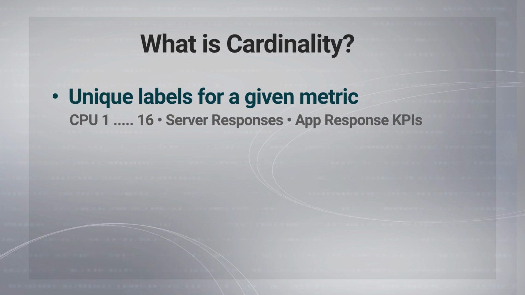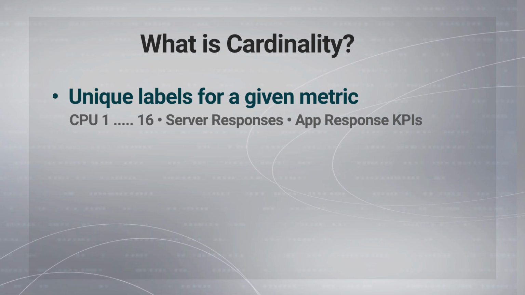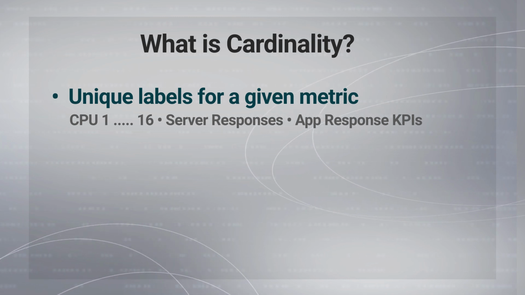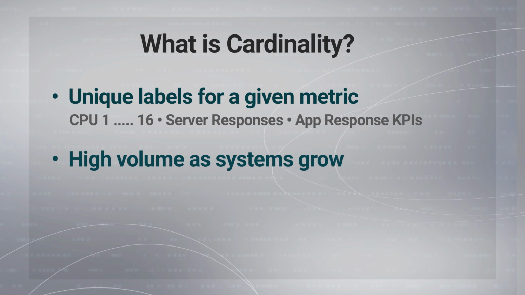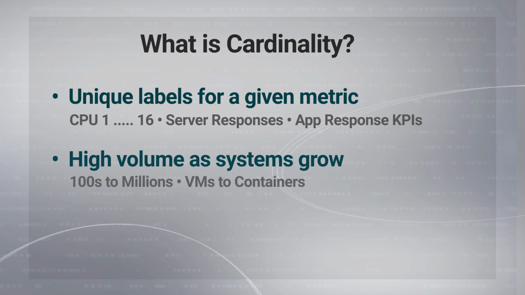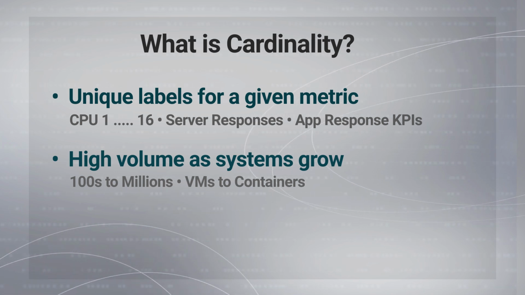In the real world, you might have a hyper-threaded machine with a CPU count of 1 to 16, or it could be a server response or app response KPIs. As your system grows, the volume grows, and it can go from hundreds to thousands to millions, especially these days with cloud and on-prem, where you have virtual machines to containers.